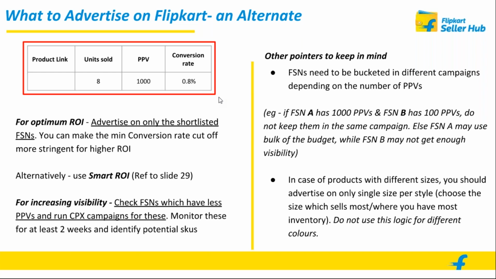Now, what you do here is, first, there can be different kinds of intent. If optimum ROI is what you're looking for, that is, the maximum amount of sales out of that campaign, what you should do is only check the products which are shortlisted. Now, what do you mean by shortlisted? You can take the minimum conversion rate cutoff and be more stringent on the high ROI. So let me just skip onto the next slide once and then get back to this one, just to explain this to you.